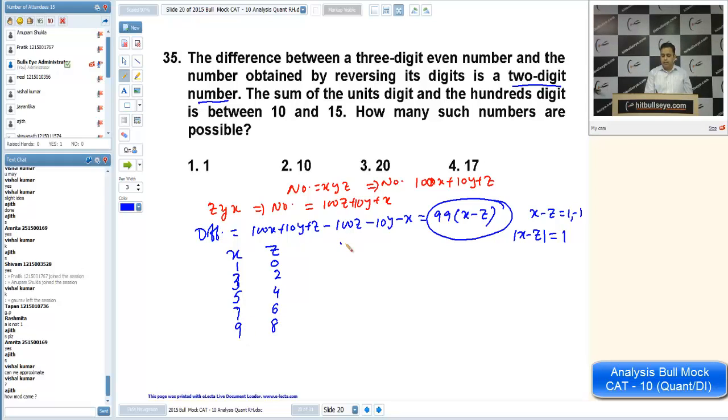Or the second case, if z is 2, x may be equal to 1. Why? Because x minus z may be equal to minus 1. And if z is equal to 4, x will be equal to 3. If z is equal to 6, x will be equal to 5. If z is 8, x will be equal to 7.